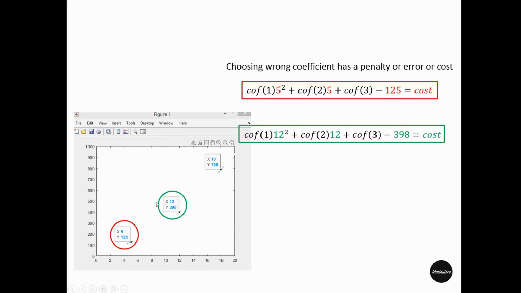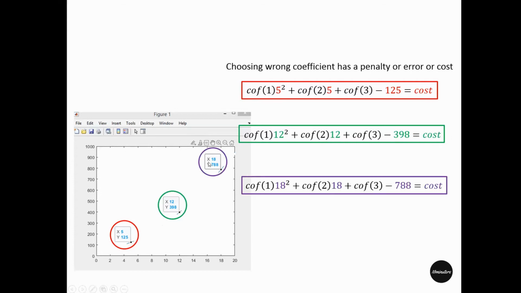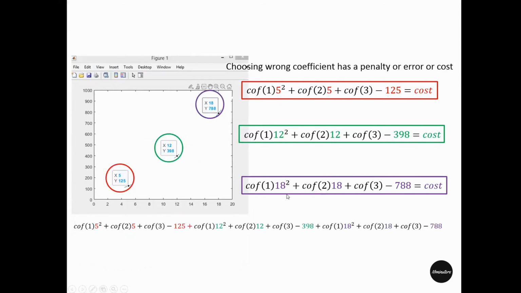Similarly, we can find the cost for this point to be this same thing: coefficient 1, coefficient 2, coefficient 3, put the x value to be 12, and the y value we know is minus 398, and if we had the right guess it should be 0. If we had a wrong guess, there should be cost. And we do the same for the third point. So we have these three costs. What we do next is we add up all those costs. We just add the left part of this equation, or the cost, this plus this plus this, and we get that.